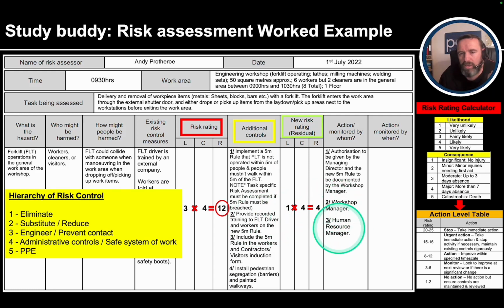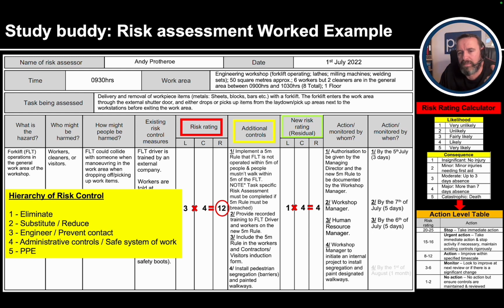Human resource manager is what? They're responsible to include the 5-metre rule in the workers and the contractors' visitors induction form. And then 4, the workshop manager to initiate an internal project to install segregation and also paint the designated walkways. All that's left to do now is marry up those dates. As we can see, we've just married up those dates. So if we were to put in these additional controls, we should reduce the likelihood of an accident occurring.